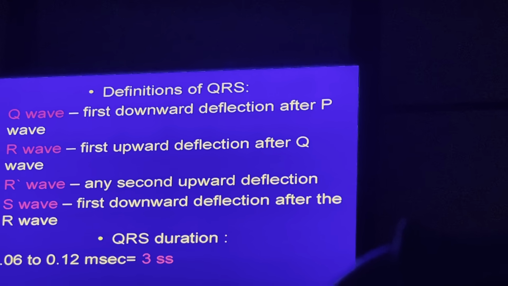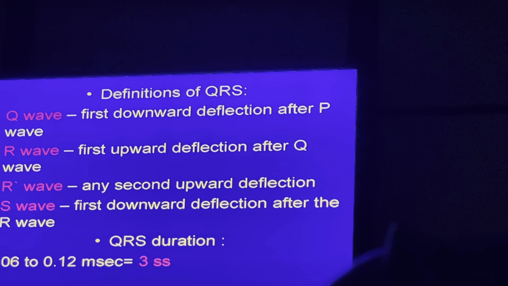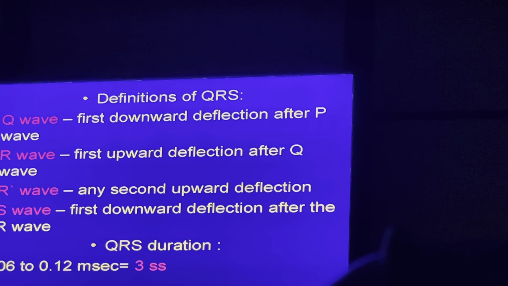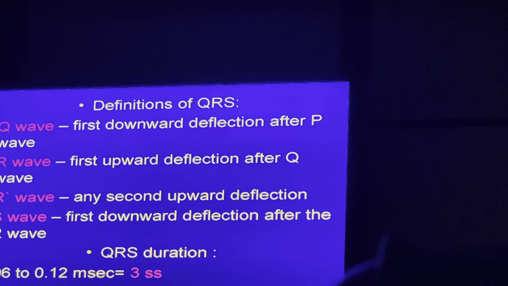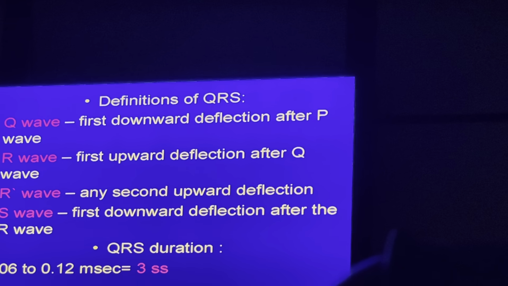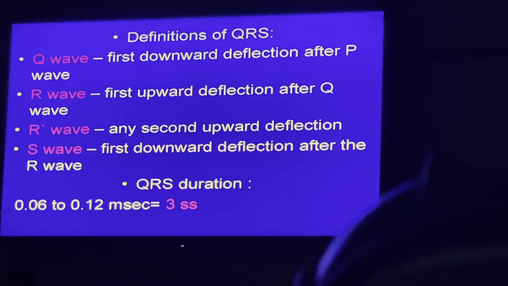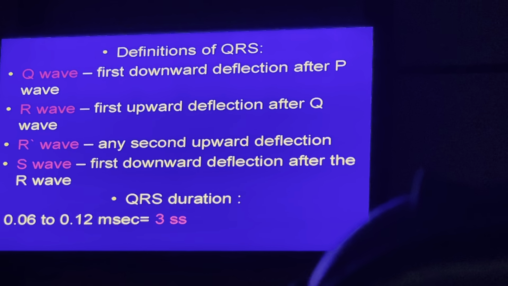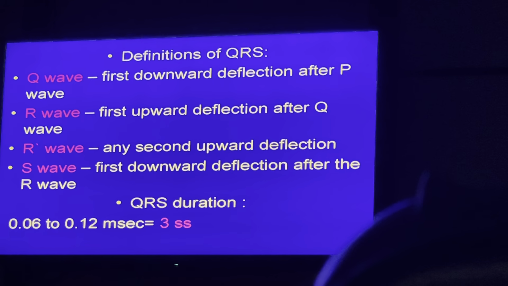But actually, if the upward deflection is more than half small scale, then you call it R wave, otherwise you call it Q wave. So half small scale deflection, which is very minute, is not an R wave. So in case of Q wave, if there is minute deflection upward, you still call it Q wave. R wave, first upward deflection is R wave. If there is a second positive deflection after S wave, we call it R prime. Normal duration is from 0.06 to 0.12 seconds or 3 small scales.